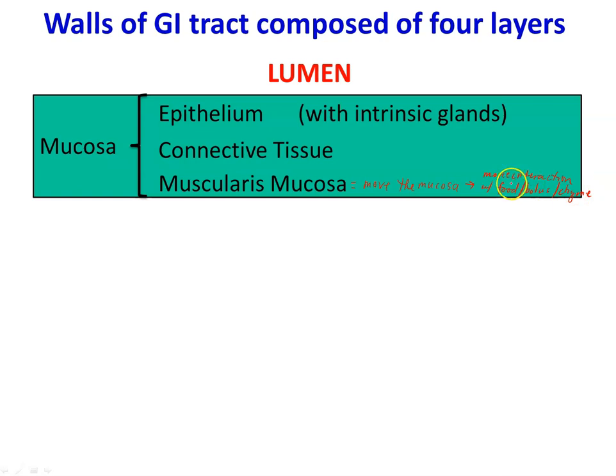So if you're in the mouth and you ingested it, we call it food. Once you chewed it, it's bolus. And once it gets into the stomach and beyond, it's called chyme, right? That's the first layer, mucosa.